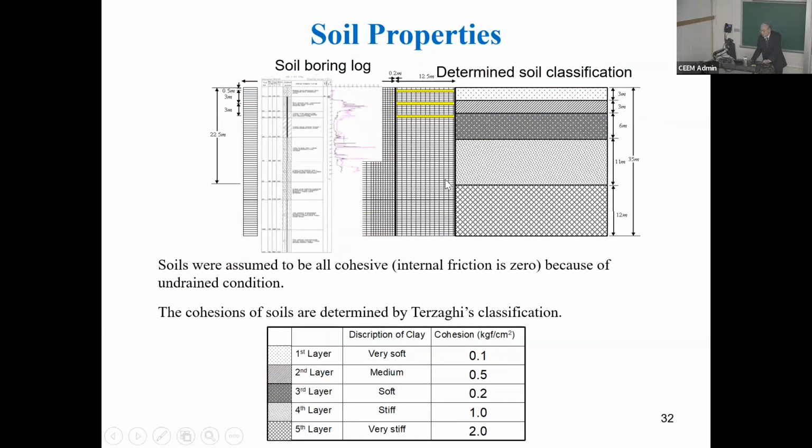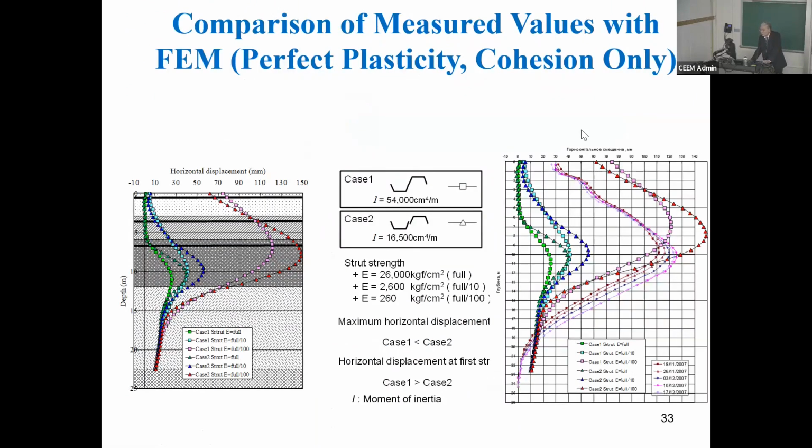Soil property, soil assumed to be all cohesive. Because of undrained condition, the cohesion of soils is determined by design classification. The calculated displayed. These are measured.